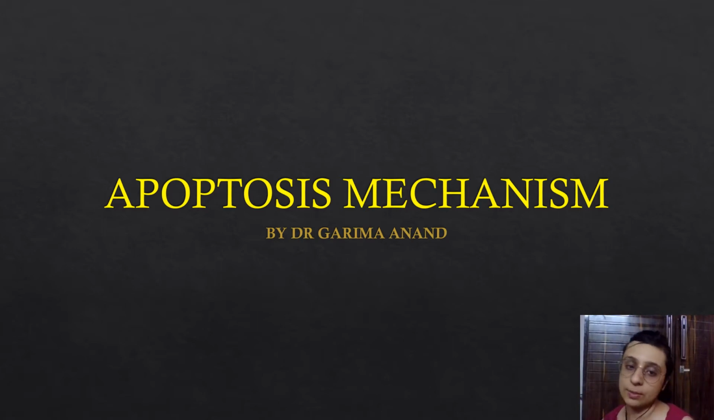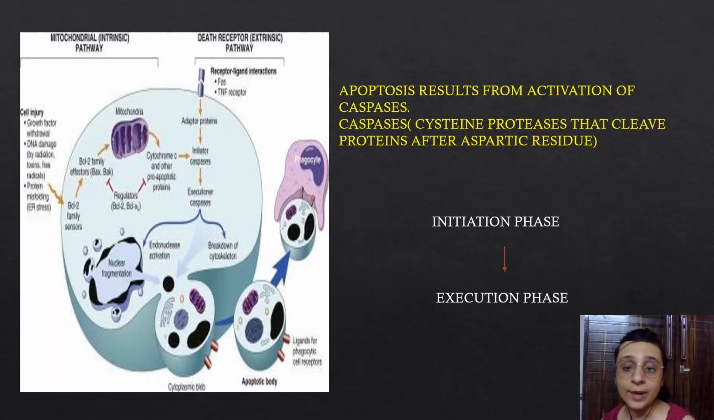Few things you need to remember here, not many, just a few. One important thing is there are two pathways: intrinsic pathway and extrinsic pathway. The intrinsic pathway, like the mitochondrial pathway, is the more important pathway. Second, there are two phases, initiation phase and execution phase. Third, the role of caspases.